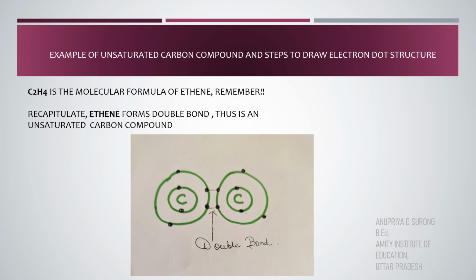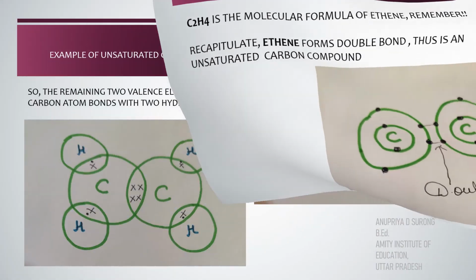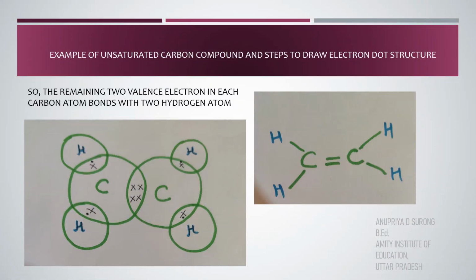Okay, now C2H4 is the molecular formula of ethene. Remember, we have done that in the last video. Recapitulate. Ethene forms a double bond, thus is an unsaturated carbon compound. So the remaining 2 valence electrons in each carbon atom bond with 2 hydrogen atoms. Look at the picture carefully.